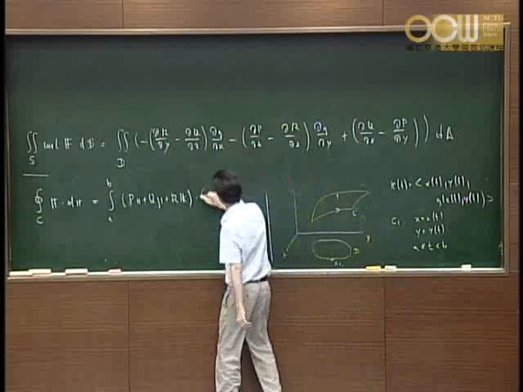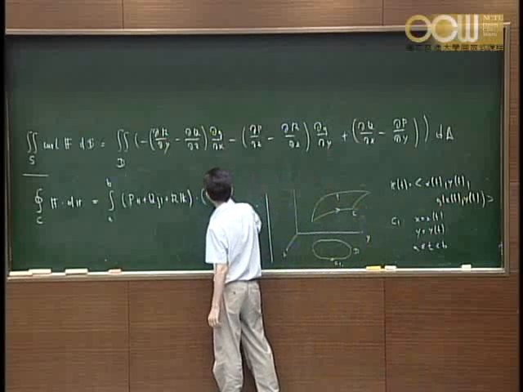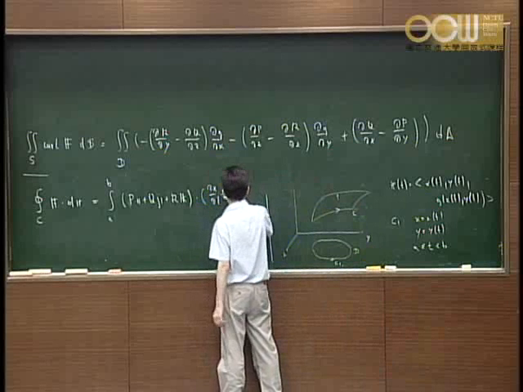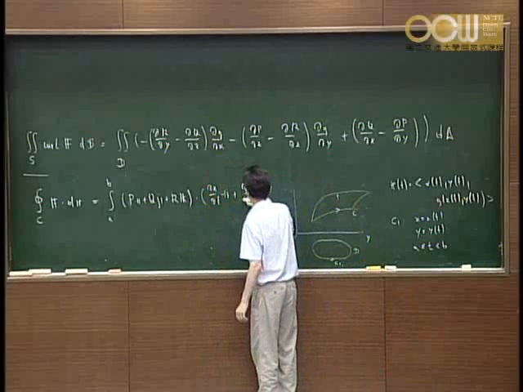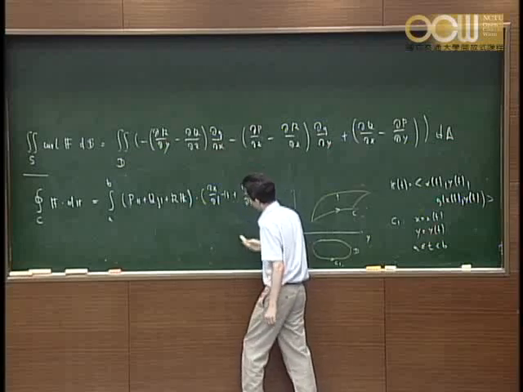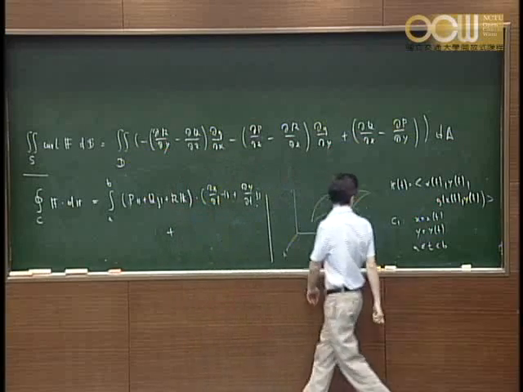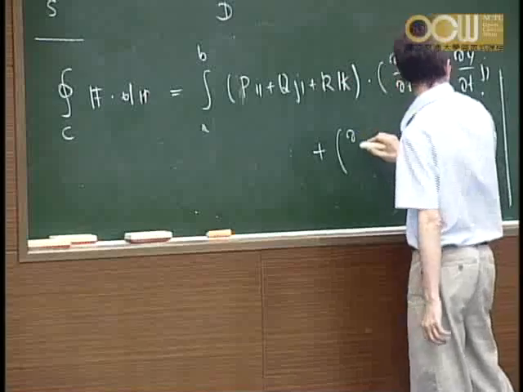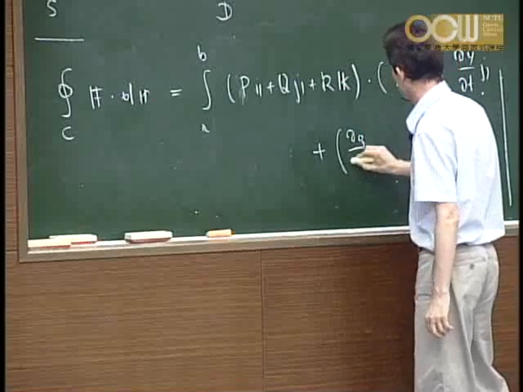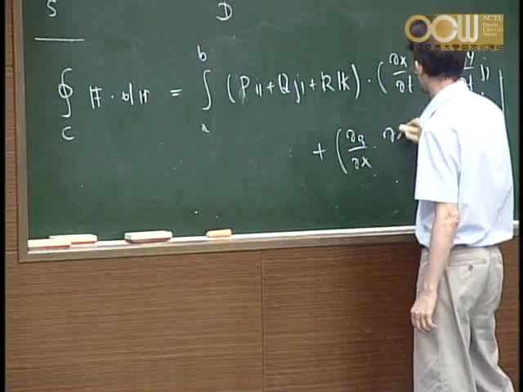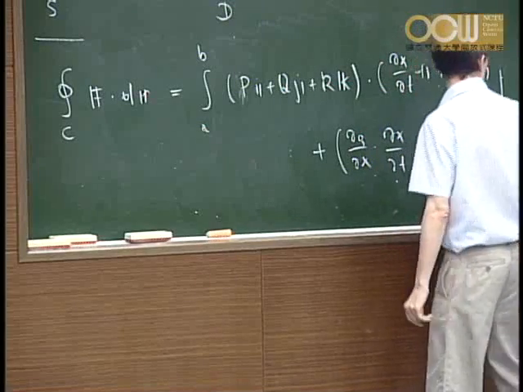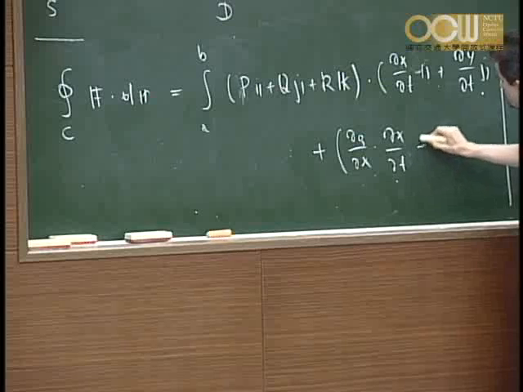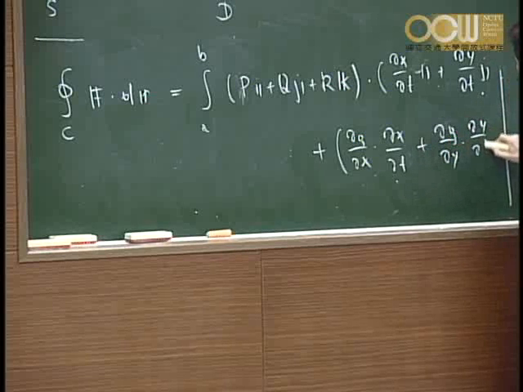So I have here dx over dt i plus dy over dt j plus, and for the last coordinate I have to use the chain rule. So I have the derivative of g with respect to x times the derivative of x with respect to t, plus the derivative of g with respect to y times the derivative of y with respect to t, k.